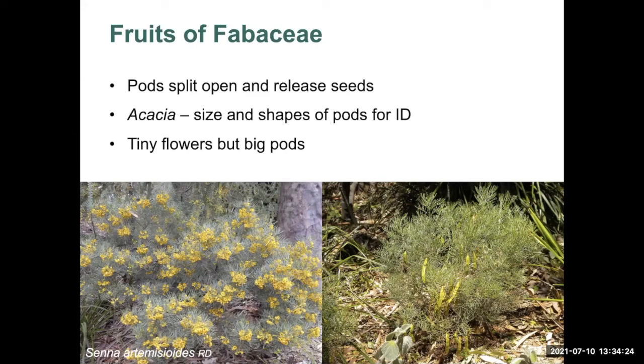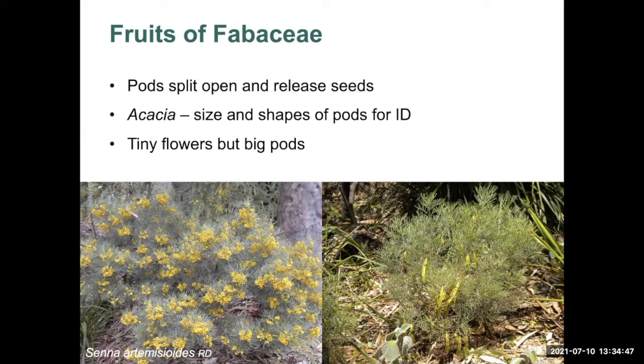With a number of species in the Acacia genus, the size and shapes of the pods are very important for ID. And of course, the acacias have tiny flowers, but they produce much bigger seed pods than you might expect from something so small. But as we know from the life cycle, that pod has come from that tiny flower.